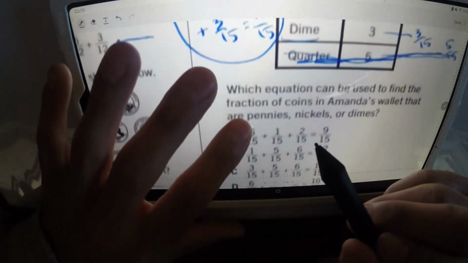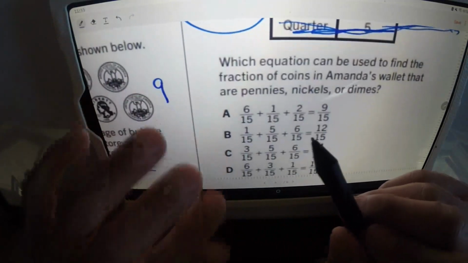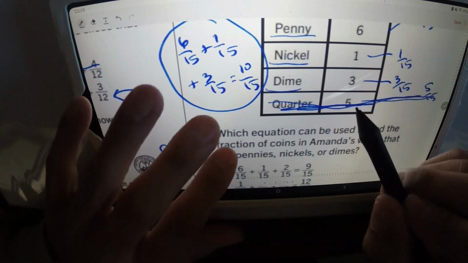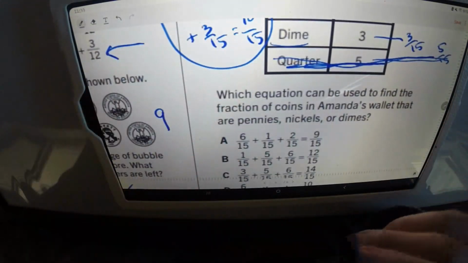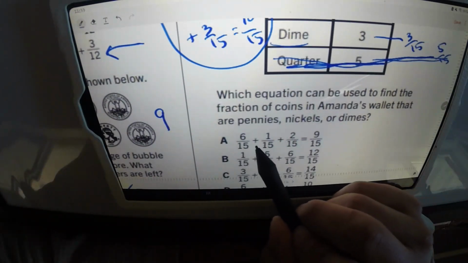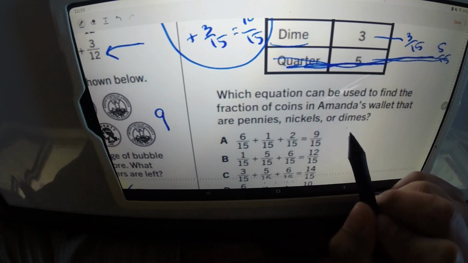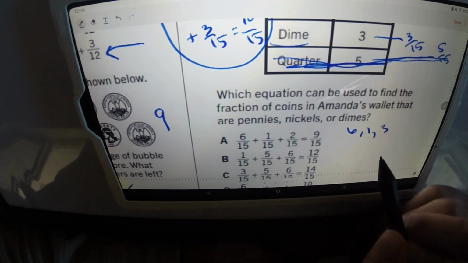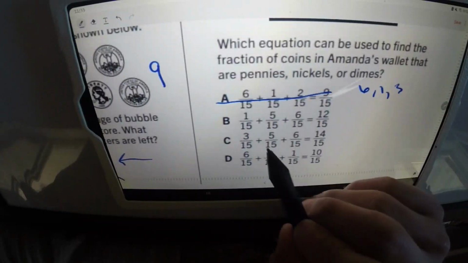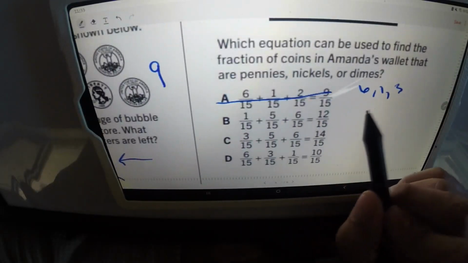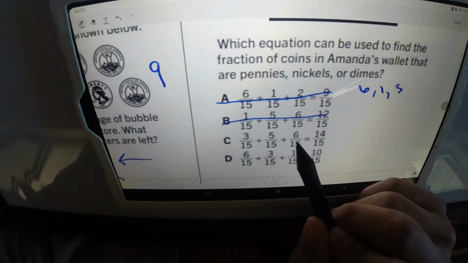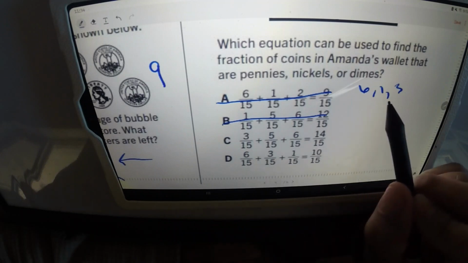Now let's find our answer. Remember, we're looking for 6, 1, and 3. Those are the key numbers we're looking for. 6, 1, and 3 on the top. So we can just start taking some of these out. They all have denominator 15. Remember, 6, 1, and 3 is what we want. This is 6, 1, and 2. No. 1, 5, and 6. That's not what we want. So we're looking for 6, 1, and 3. No. 3, 5, 6. No. That's not it. We're looking for 6, 1, and 3.